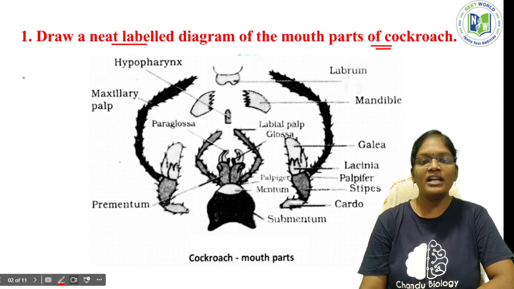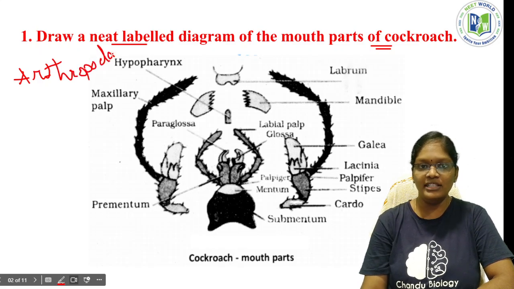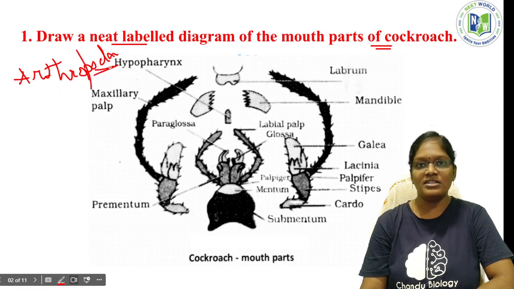So you should know that cockroach comes under the phylum Arthropoda. Whenever we are studying the phylum Arthropoda, the first important thing is the word arthro means jointed. Poda means appendages. So we can call them jointed appendages. Those animals which have these jointed appendages we can place under the phylum Arthropoda.